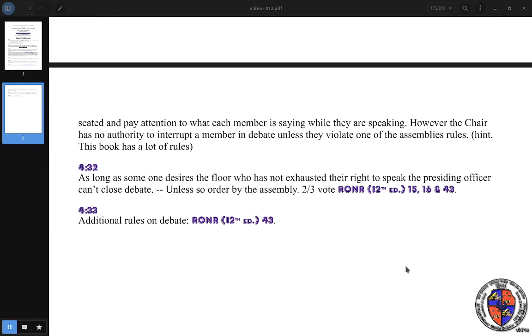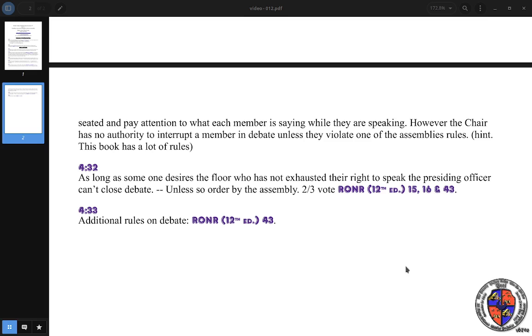He has no right to interrupt. Let me repeat that again. He has no right to interrupt a member who is speaking, who has the floor, unless they have violated one of the rules of the body. Hint, this book, Robert's Rules, is kind of filled with a lot of those rules. Now, special motions like a point of privilege or point of information, you could also address those, but really, you should not interrupt a member who is speaking who has not violated a rule.